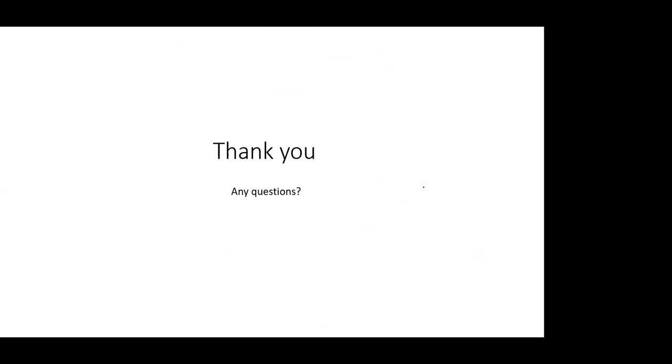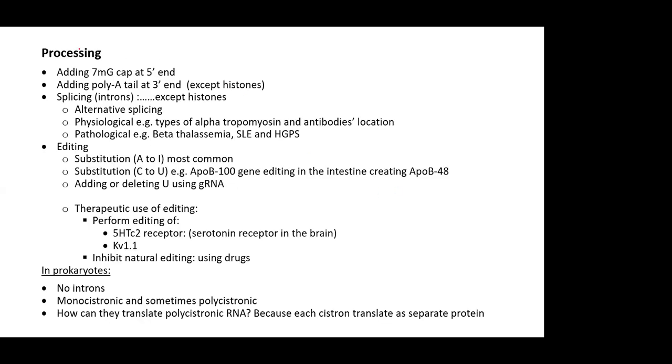Hey, you're welcome. So what we took here was mainly processing. We said processing has 4 steps. Adding the cap: remember the cap, 7-methylguanosine cap on the 5' end. Then we said adding a poly A tail at the 3' end, and there is an exception, the histones. Then we did the splicing of introns, the non-coding part. There is also an exception, histone proteins.